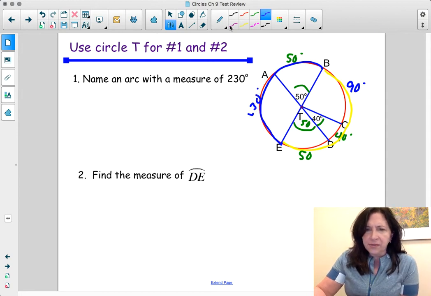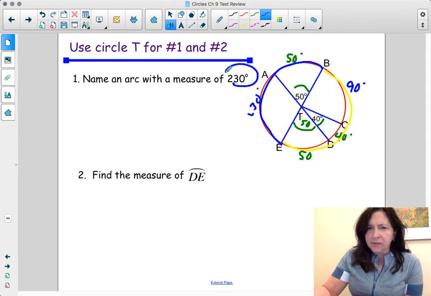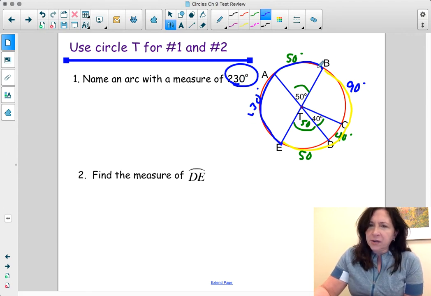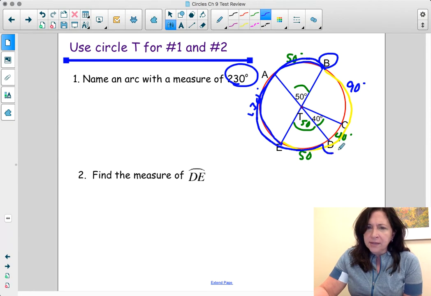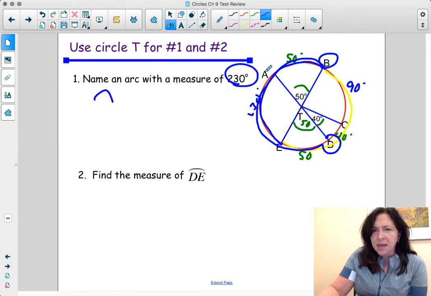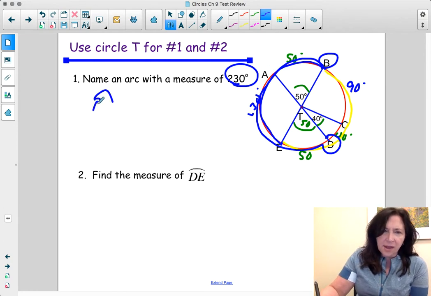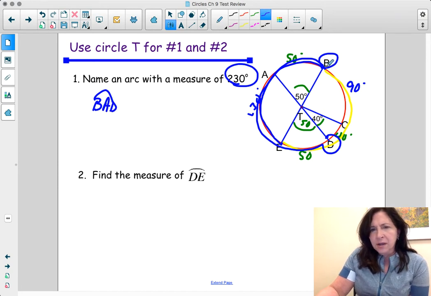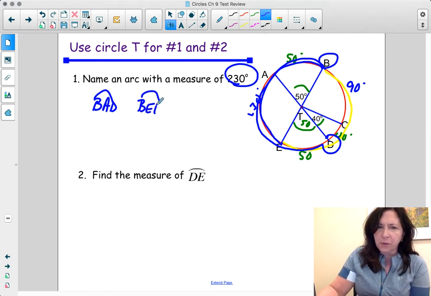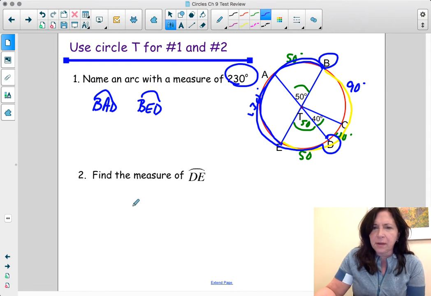So our job is to find an arc that has a measure of 230 degrees. So it would be 130 plus 100. I'm thinking we're going to go from B all the way to D. So you can say arc BAD. I could also say arc BED. There are a couple of ways to say that, but those are two ways I could say that.